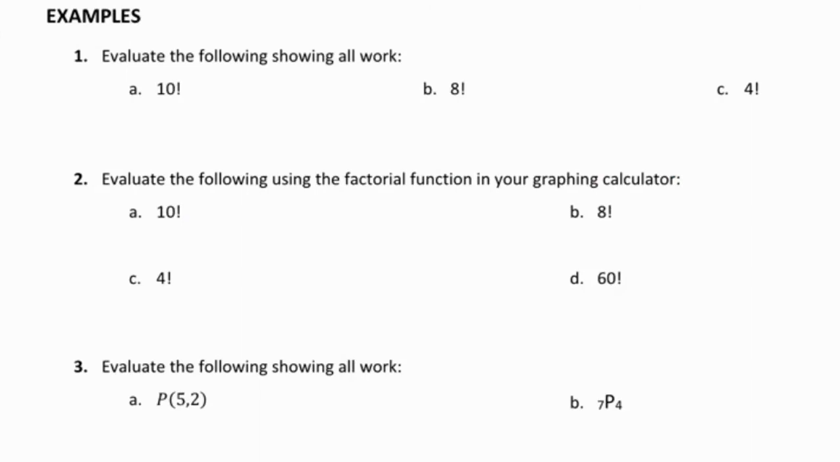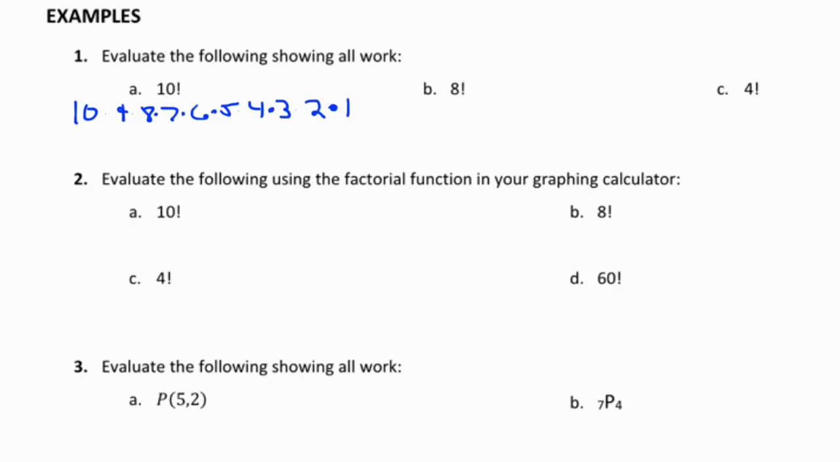Okay, so now we're going to go on to some examples. So now I'm just going to show you quickly how to work some factorial problems, because this is going to help us to work out the formulas later. So we need to evaluate the following and show all the work. So basically 10 factorial, what that means is I'm going to take the number 10, and then I'm going to multiply it by every single number less than 10.